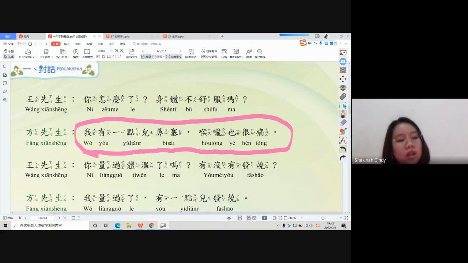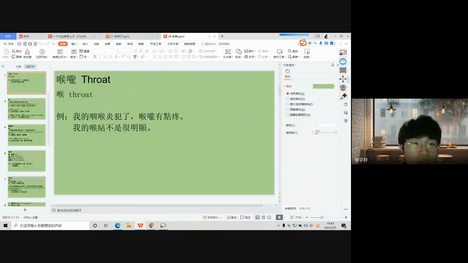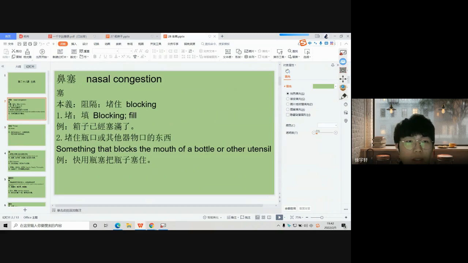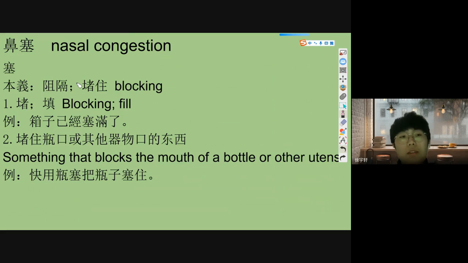我有一点鼻塞，喉咙也很痛。Do you have some questions about this sentence? 鼻 means nose. Yes, it's nose. So here, 鼻塞. 塞's original meaning is blocking something. If your nose is blocked by something, it means you can't breathe through your nose. You need to breathe through your mouth, so that's really uncomfortable.